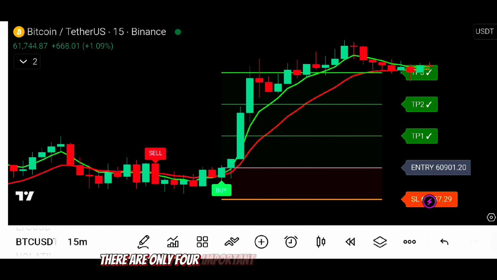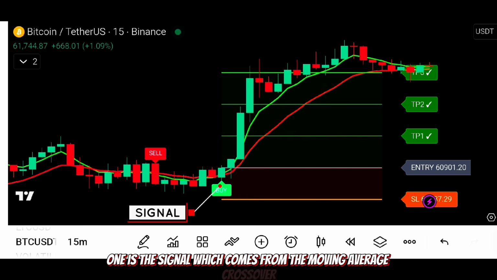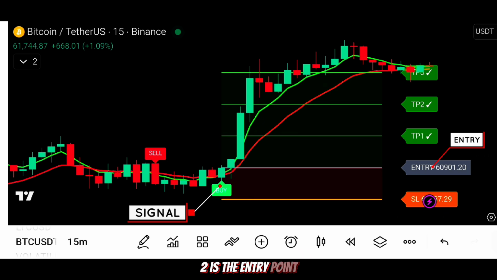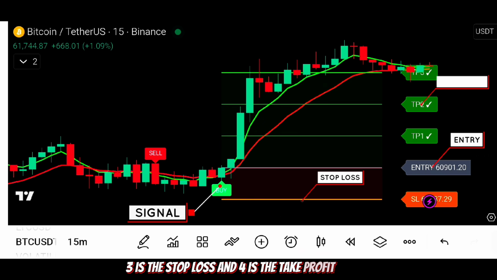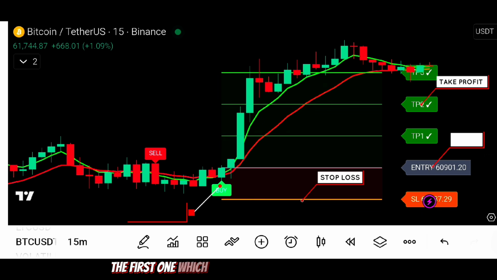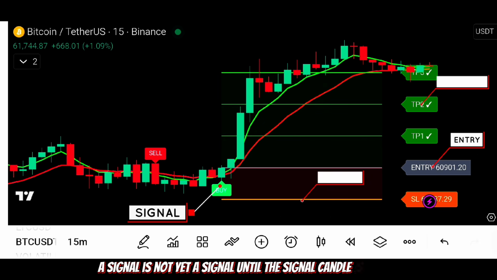There are only 4 important things that you need to pay attention to while trading this indicator. 1 is the signal, which comes from the moving average crossover. 2 is the entry point. 3 is the stop loss. And 4 is the take profit target. The first one, which is the signals, as you already know, comes from the crossover of the moving average lines. But here is what you must note. A signal is not yet a signal until the signal candle has closed.